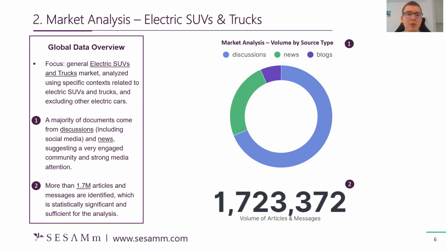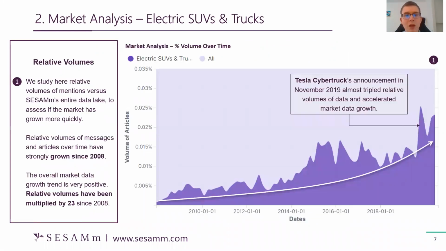We only want SUVs and trucks, and we are able to go to that level of granularity. We then take a look at how that volume of data is evolving over time. So how many times people are actually mentioning that market of electric SUVs and trucks versus the rest of the web. If the number of mentions augments exponentially compared to the rest of the web, it is very likely that this market is attractive, as volumes of data and sentiment on the web is a good proxy for revenue actually for companies. And we see that this market has augmented exponentially actually by a factor of 23 since 2008.